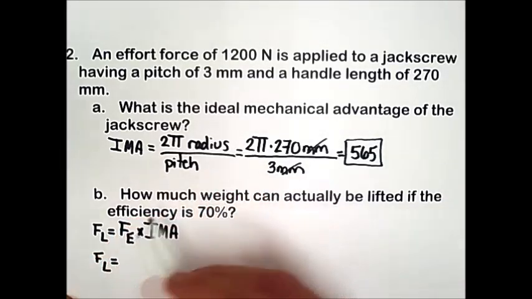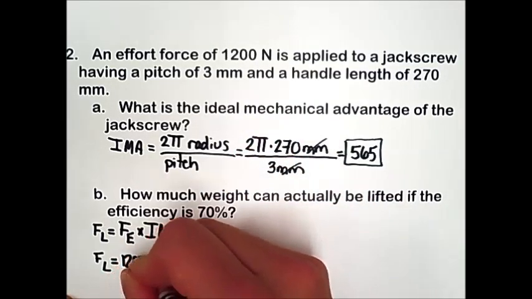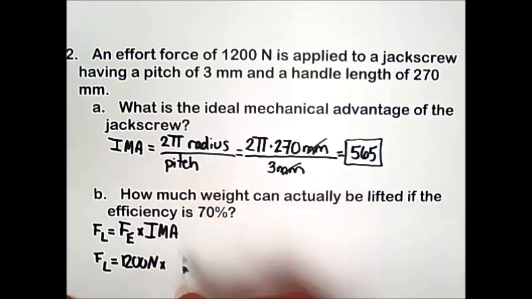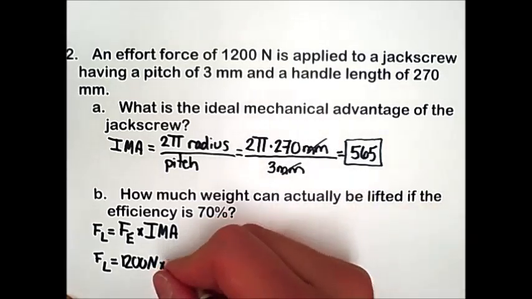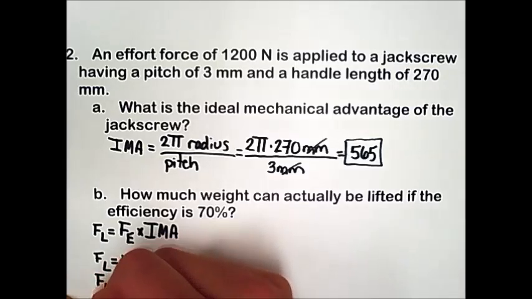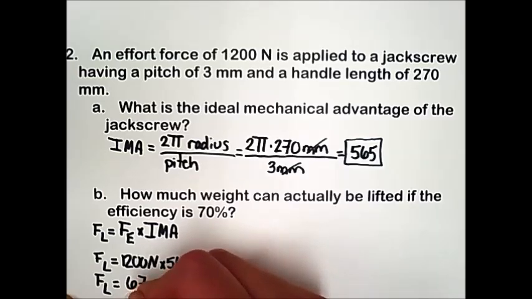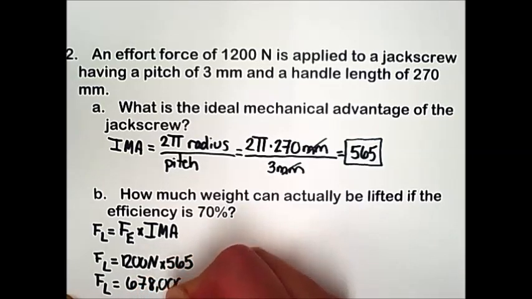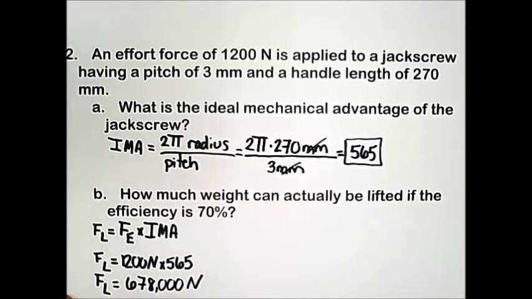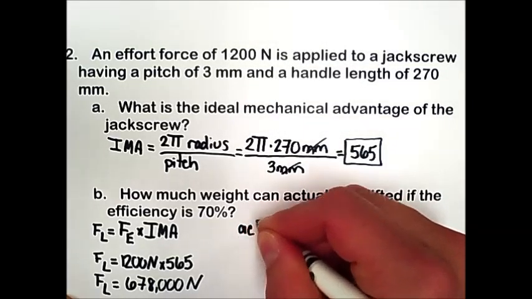So the effort force, we're told, is 1,200 newtons, and our ideal mechanical advantage is 565. So the load force that can be lifted is approximately 678,000 newtons. Now, however, we only have an efficiency of 70%, so we need to figure out the actual amount that can be lifted.